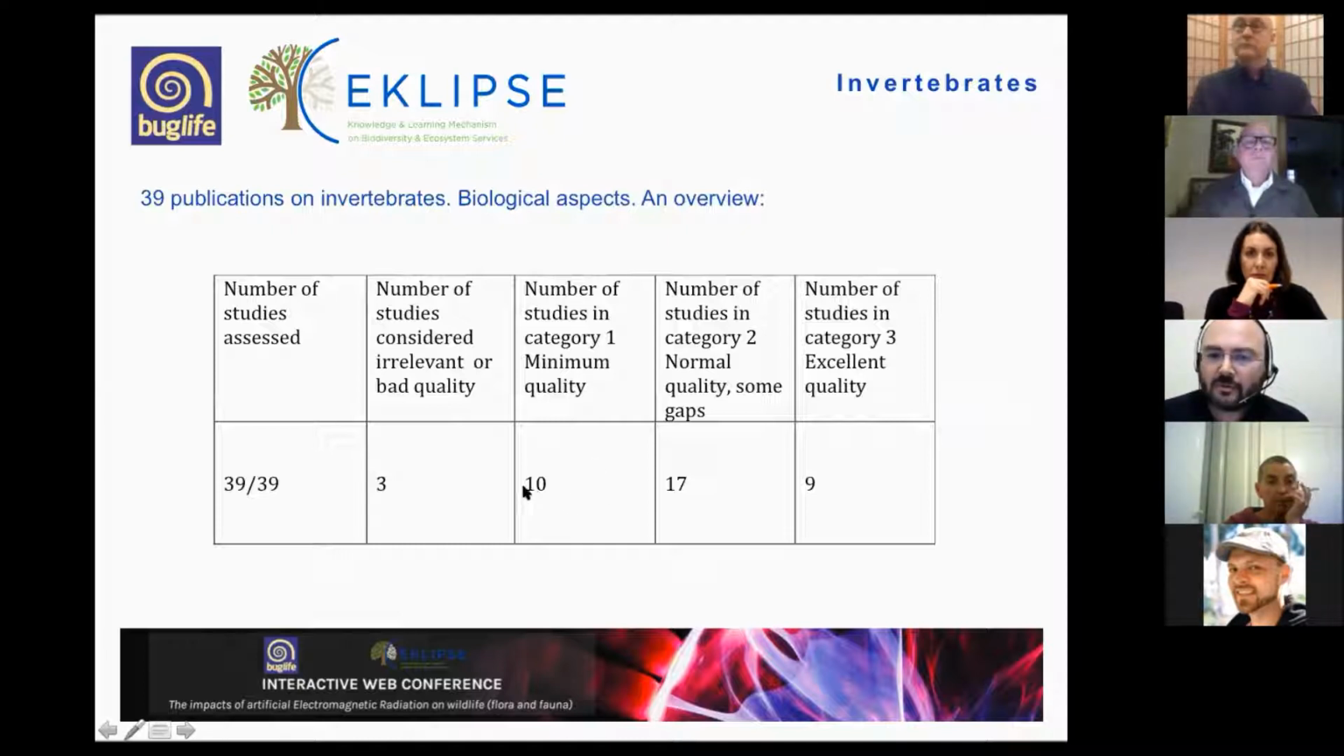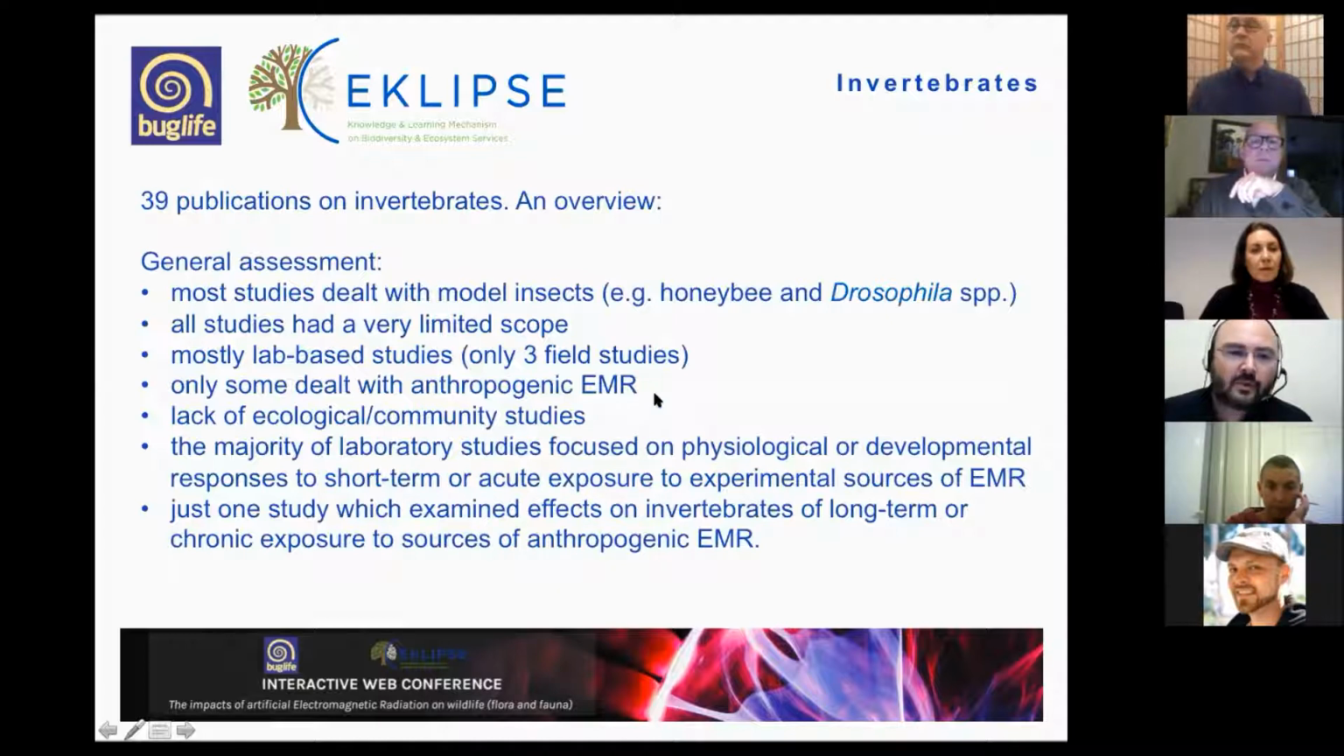Then 10 studies were minimum quality, but some elements were still useful for our screening here. And 17 were of normal quality. This is the majority here, and there were some excellent quality studies as well. Okay, I want to make some general assessment first as an overview of what we found. Most of those 39 studies dealt with model insects, so they were mainly on honeybees and Drosophila, and some cockroaches as well, but they were all mostly model insects.